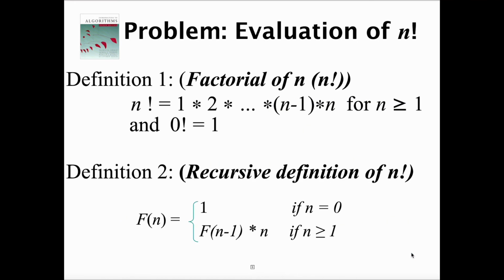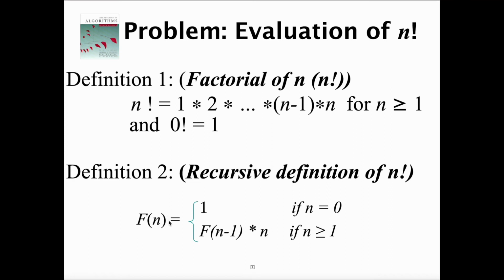So let's have another example. So the problem is the evaluation of n factorial. So by definition, n factorial is equivalent to this form. And this is for n greater than or equal to 1, and for the base case, we have 0 factorial, which is equal to 1. Okay, so this definition is actually recursive, because we can represent the factorial of n by using this.